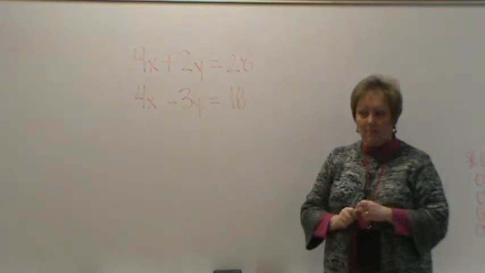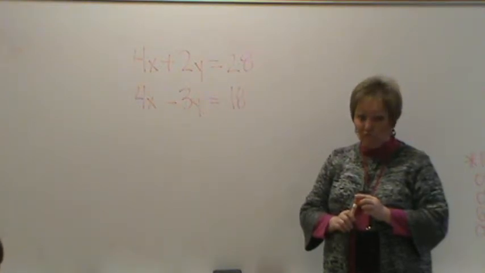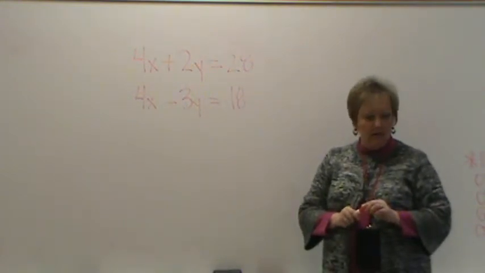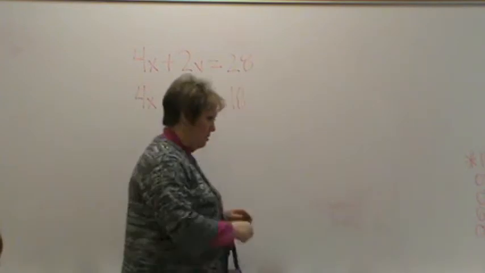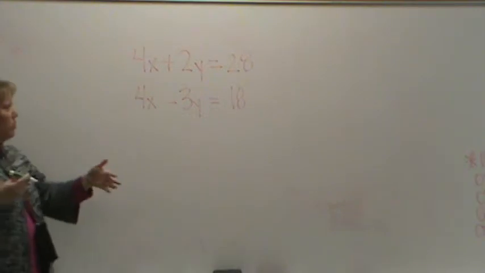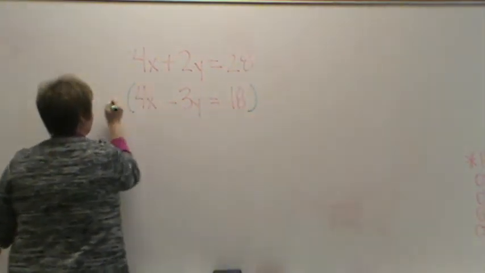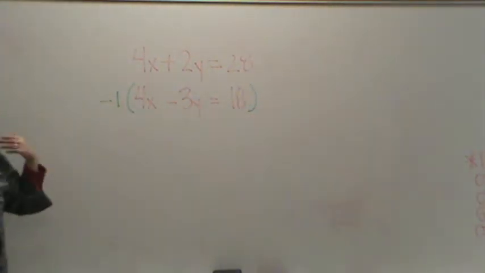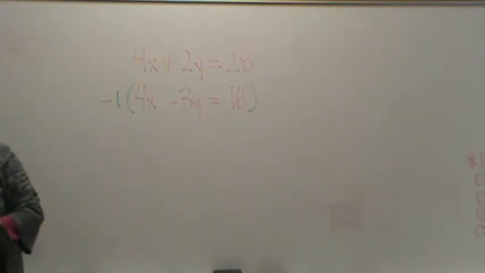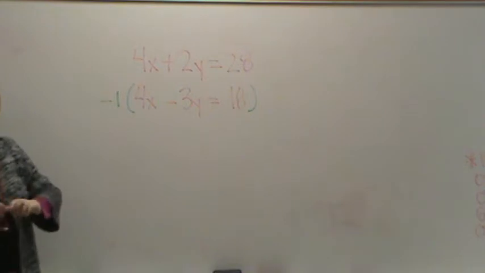Do I have an exact pair of opposites? No, I don't. Can I make an exact pair of opposites? Yeah. Multiply what by negative 1? Everything in which one? Whichever one you want. Which one y'all want to multiply by negative 1? Bottom one? Okay. So I'm multiplying everything in the bottom equation by negative 1 because if I want an exact pair of opposites, I've got the exact same thing and I can create exact opposites.